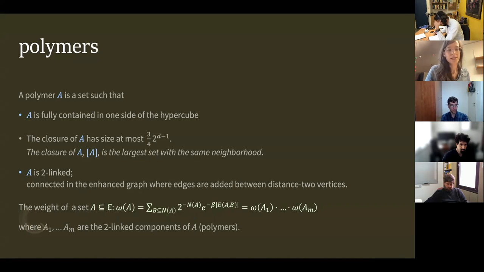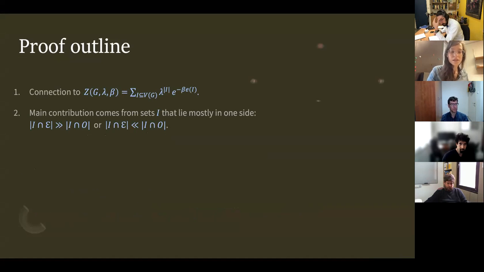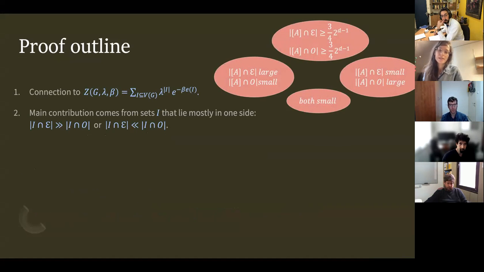Okay, so this is the formal definition of polymer, and I don't have a lot of time, but okay. So now that we know what polymers are, we know that we have this huge sum and the sets that we want to consider. We have the case that both sets are large. This is not covered by polymers, so these are the non-polymers, right? And we have the case where one is small and one is large, and the case that both are small.